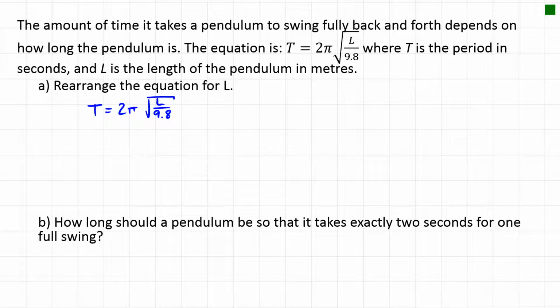And then before I actually get to squaring things, I could, but I just tend to like to have the radical by itself. So I'm going to start by dividing each side by 2 pi. And then I have T over 2 pi is equal to the square root of L over 9.8. And then I'll square each side.